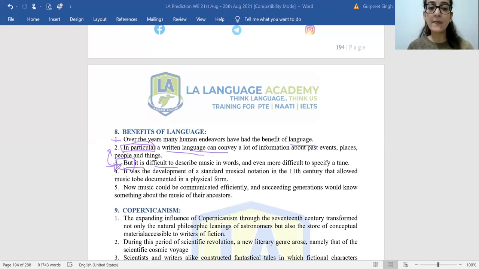Next, we have two things, 11th century and now. So whenever we use now, 95% of the times we talk about a past time period, and then we talk about what is the present situation after that, which is the same case here, that we said that in 11th century, some development happened that allowed music to be documented in physical form. And now what is the status? Now music could be communicated efficiently and succeeding generations would know something about the music of the ancestors. So mostly now comes with respect to a past time period, written first, and then you give the present situation.